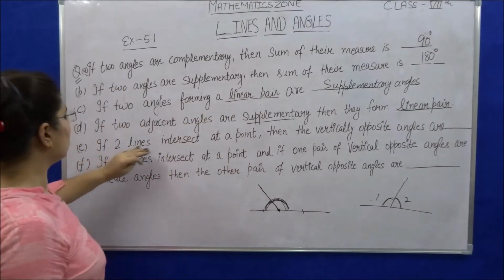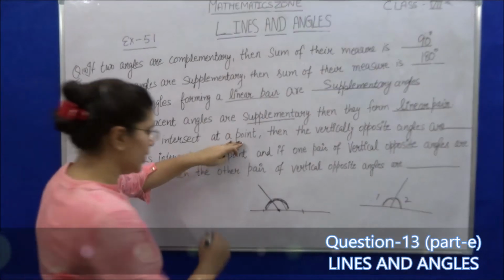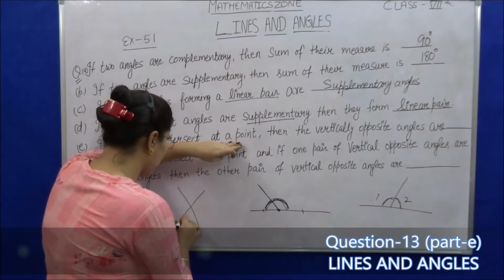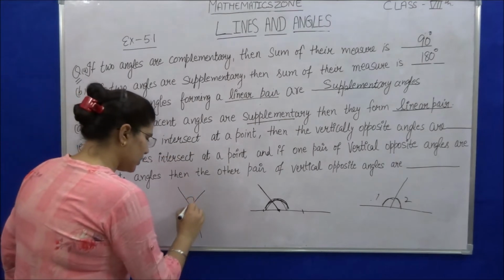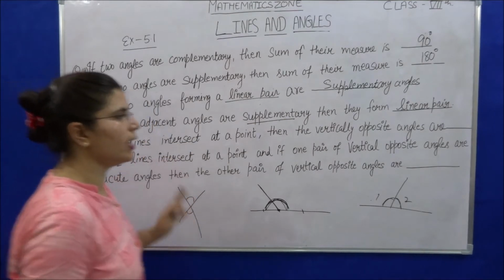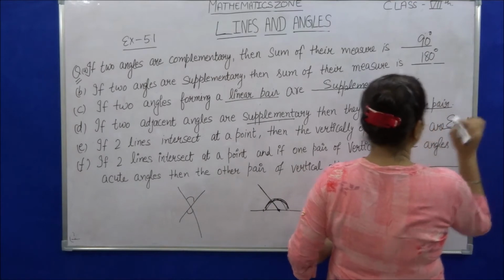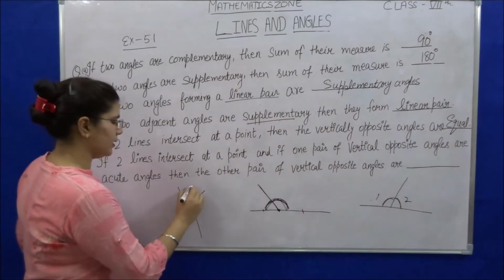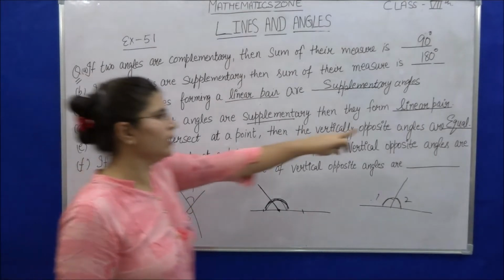Now, if two lines intersect at a point, अगर दो line intersect करनी है एक point पे, then vertically opposite angles are equal. So here angle 1 and 2 are equal because they are vertically opposite angles.